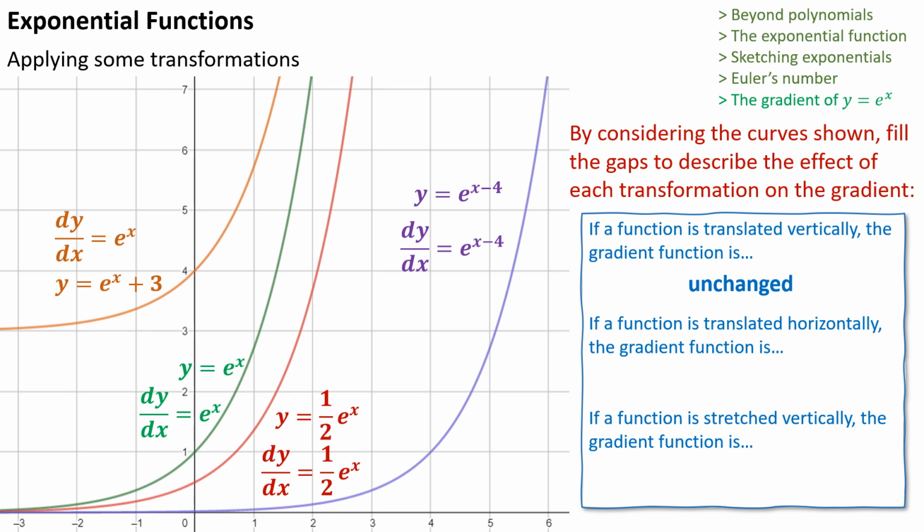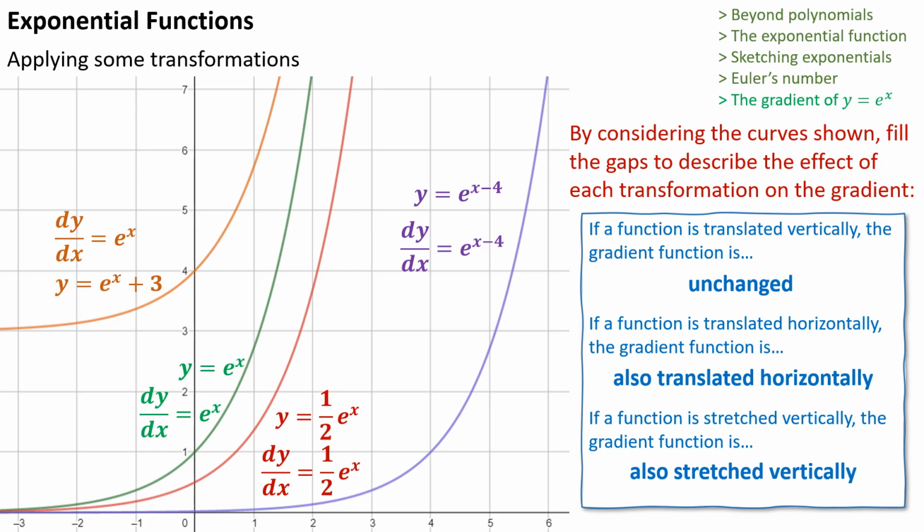If you translate horizontally, like the purple one, then the gradient function is also translated horizontally. It tracks along to keep track of which x value produces which particular gradient. So we've just slid the whole thing to the right, and we just need to slide e to the x to the right to keep up, and we've got the same derivative. If you stretch vertically, the gradient function is also stretched vertically. So we've squashed it down. In this case, we're going to squash down the gradient function as well.